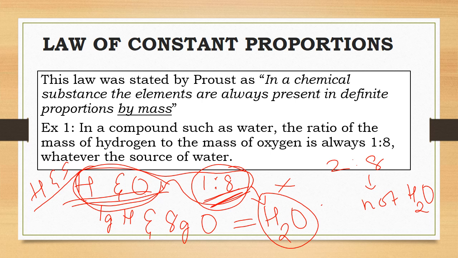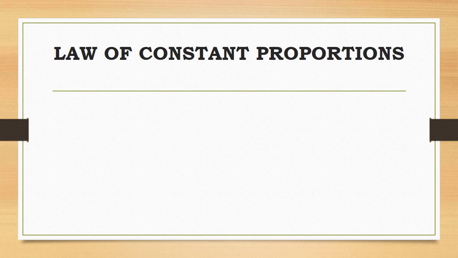Let's take another example. Carbon and oxygen. If they combine to form carbon dioxide, there is a fixed ratio for that. If the ratio changes, it will not result in the formation of carbon dioxide. Now, in order to find out the ratio, we consider the atomic mass of the elements.